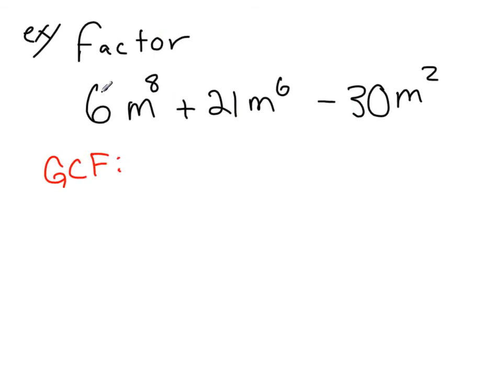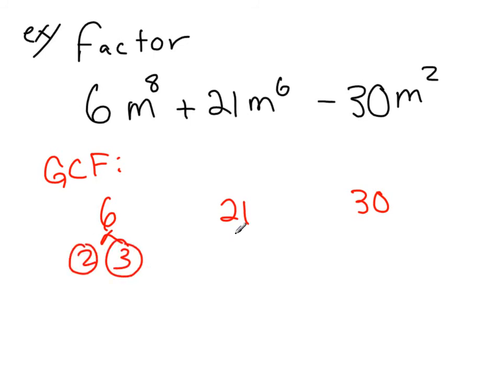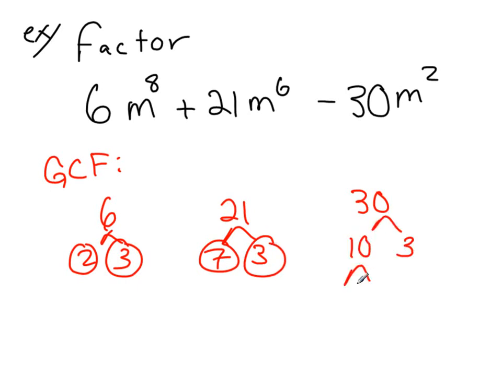Now, you can start with the smallest guy and say 6. Can 6 go into 21? No. Bummer. It could go into 30, but it has to go into everybody. So that didn't help us out, that cheap trick. So we'll go ahead and do our prime factorization. No harm done. We have 6 is 2 and 3. 21 is 7 and 3. And 30 is 10 and 3. And 10 can break down into 2 and 5.